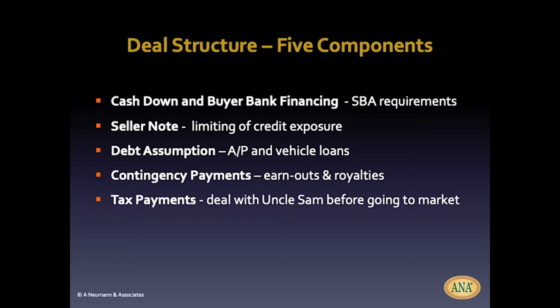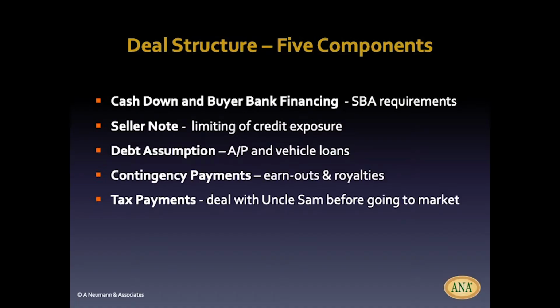Now let's talk about the deal structure and the 5 components of a deal structure. First of all, that's what we love most, the cash down and the bank financing. Bank financing extended to the buyer, who combined with the cash provides the cash equity and the bank financing as the cash portion at the closing of the deal. Number 2 is the seller note. That's what the seller extends as a credit to the buyer to purchase the business. Typically, it's done over 5 years at 8%.